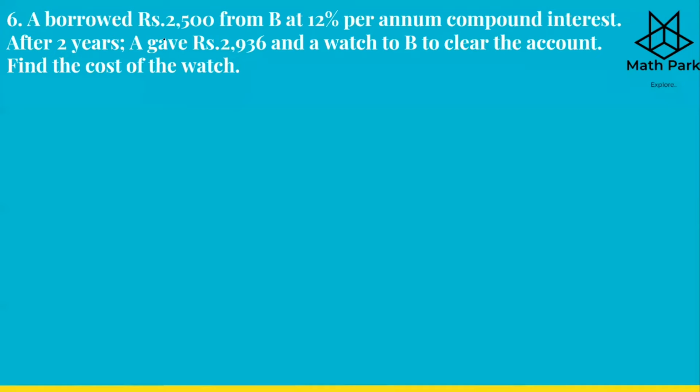That's it. A borrowed rupees 2,500 from B at 12% per annum compound interest. After 2 years, he was not able to return the money. So he gave him only rupees 2,936 and a watch for the rest of the money to clear the account. Find the cost of the watch. So for first year, what is the principal? For first year, principal is equal to rupees 2,500. And the rate is 12%. The time is again 1 year.